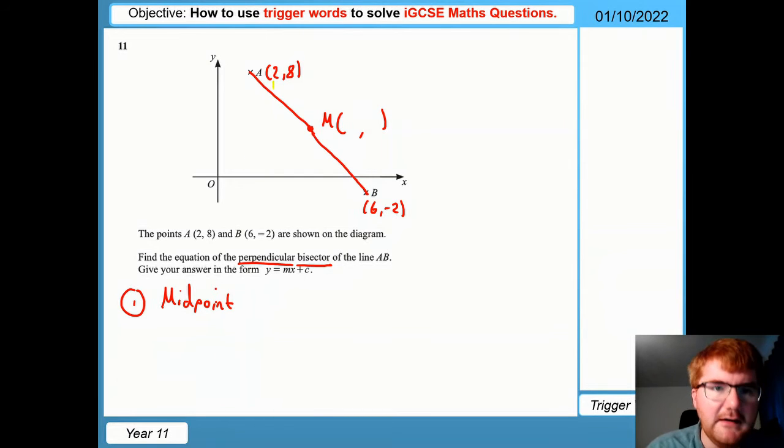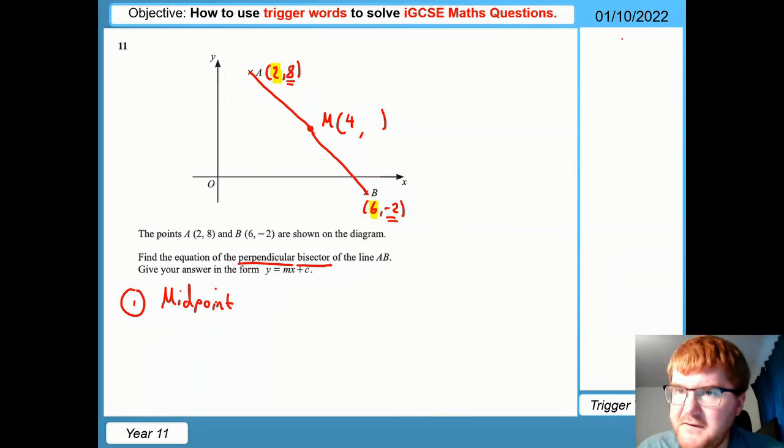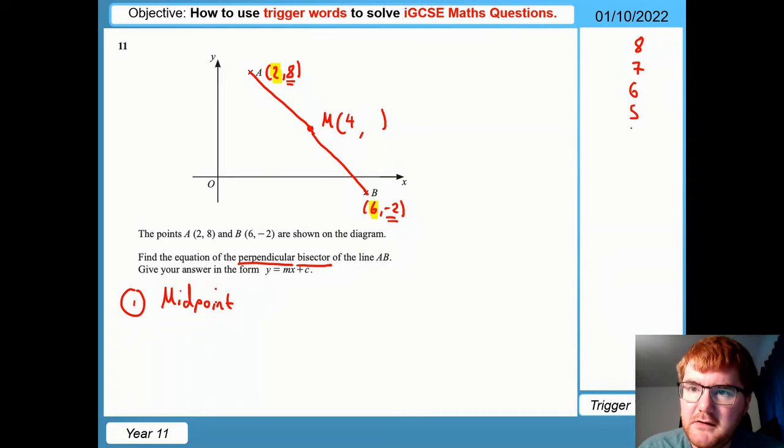if I just get the highlighter out, I'm going to find the 2, I've got the 6. What's halfway between 2 and 6? Well, if you think of it that way, that's just going to be 4. And here, this might be slightly trickier, halfway between 8 and minus 2. If you get stuck here, you can always do a number line. So 8, 7, 6, and we can go all the way down to minus 2.